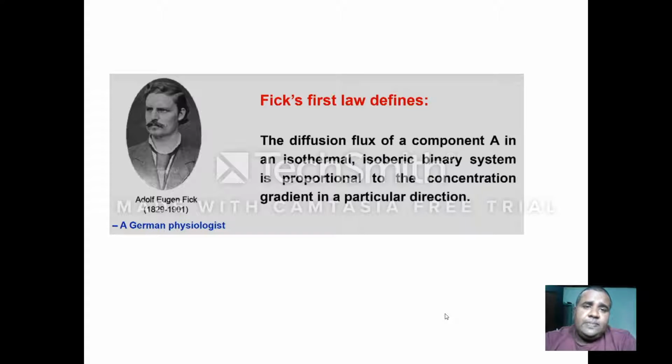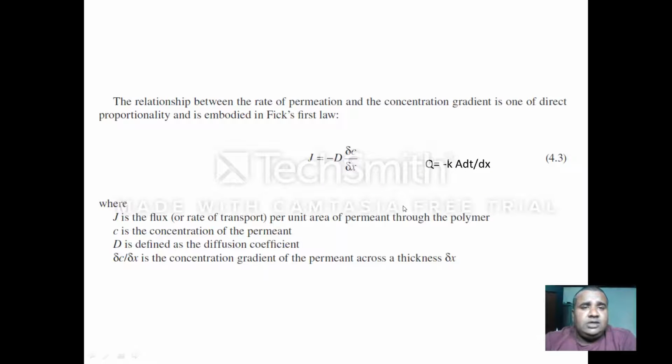According to Fick's law, the diffusion flux of a component A in an isothermal, isobaric binary system is proportional to the concentration gradient in a particular direction. Diffusion flux means how rapidly your gaseous material, or the water vapor, or any aromatic compound is entering the product via the packaging material; it is directly proportional to the concentration gradient in a particular direction. So it can be explained by this equation.